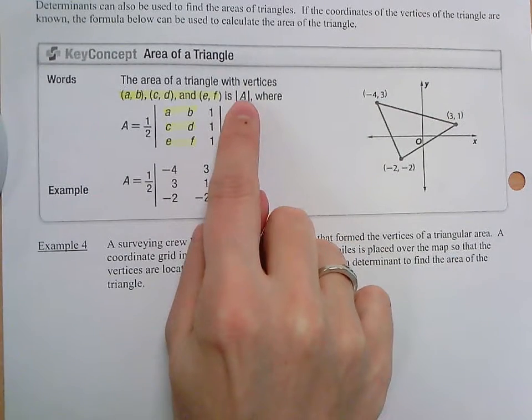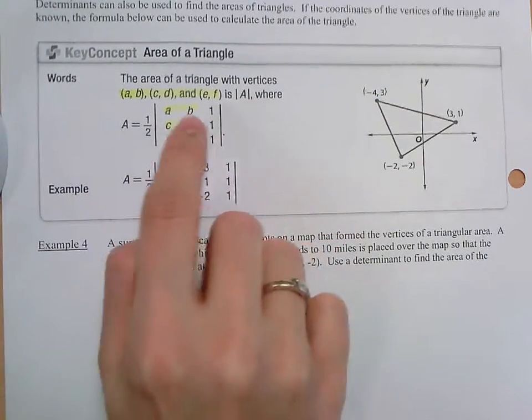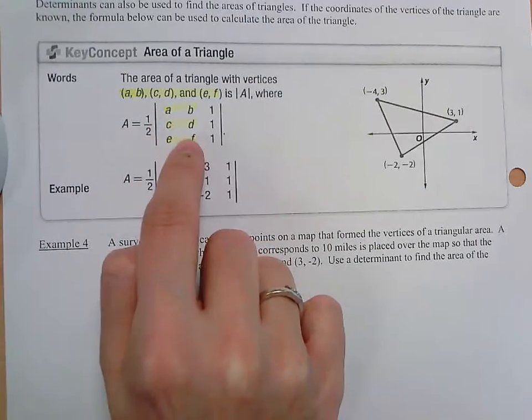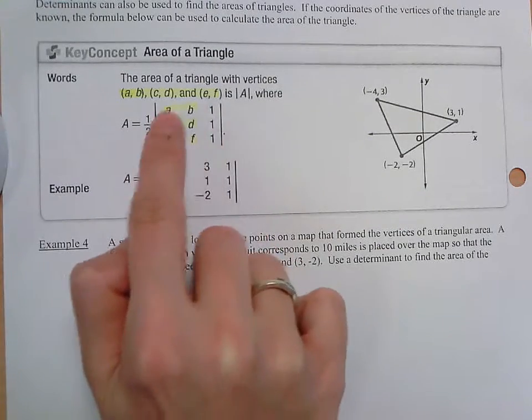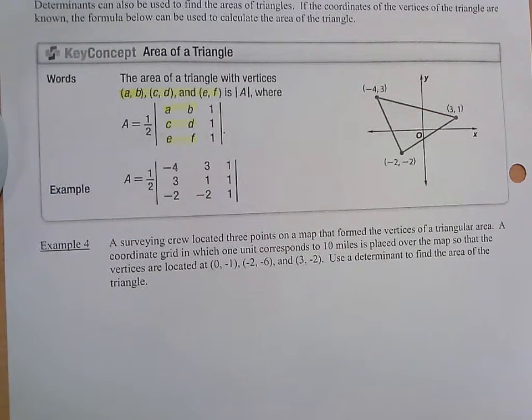Actually, this here, I misspoke. This is not the determinant of A. It is the absolute value of A, and this is what A is. So depending on the order that you put the coordinates in, if you were to get a negative determinant, you would take the absolute value since the area should be positive.